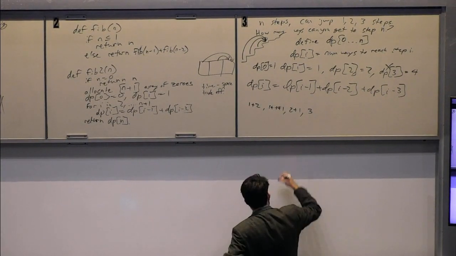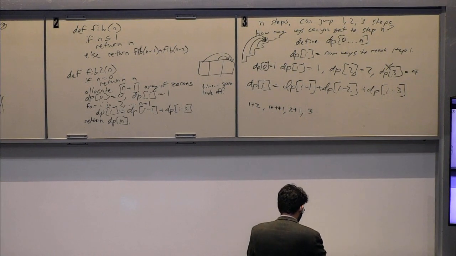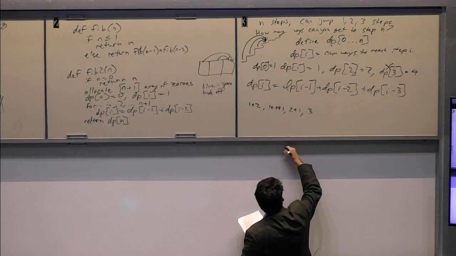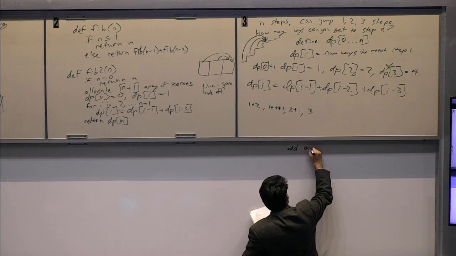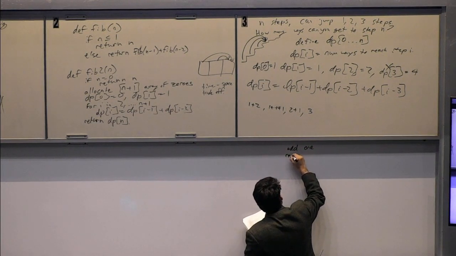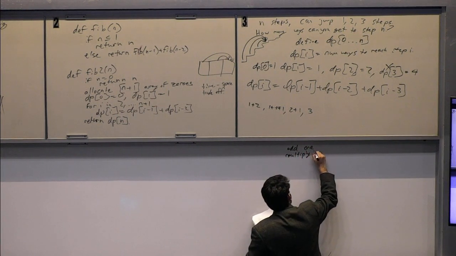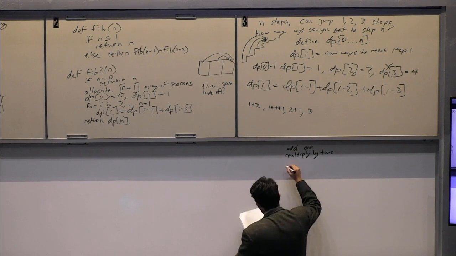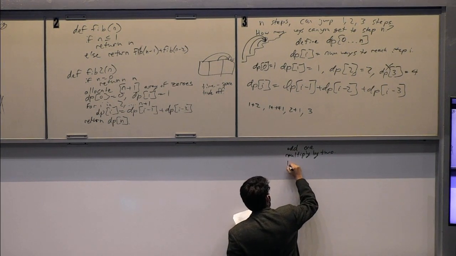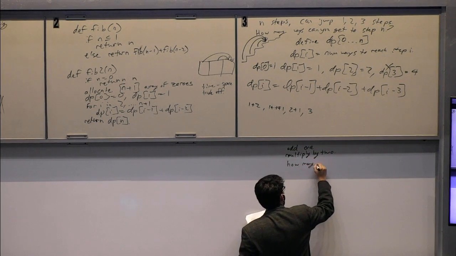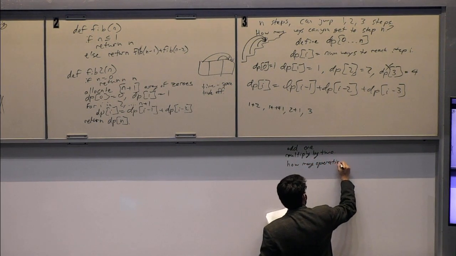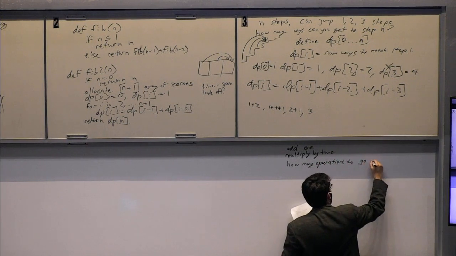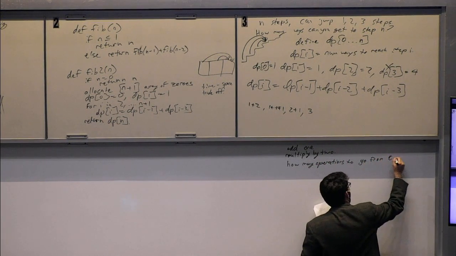Okay, here's an operations game. Suppose you could do two things. You can either add one, or you can multiply by two. Those are the only two things you're allowed to do. How many operations, like the fewest number of operations, to go from 0 to k?